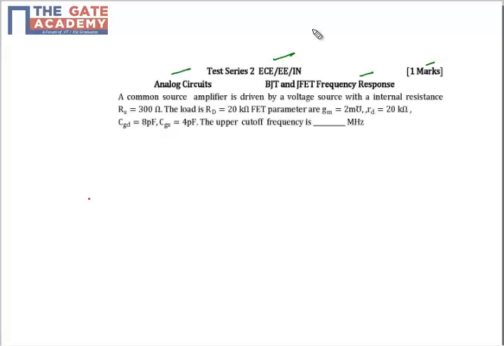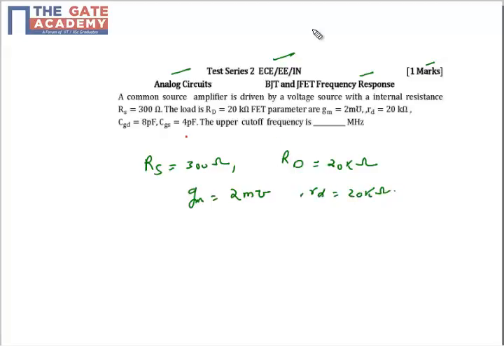The question says that we have a common source amplifier with an internal resistance RS equal to 300 ohms. The load resistance RD is equal to 20 kilo ohms. The parameter gm is given as 2 millisiemens. The RD is given as 20 kilo ohm, which is the output resistance of the device, and the depletion capacitances are given as CGD is 8 picofarad and CGS is 4 picofarad.